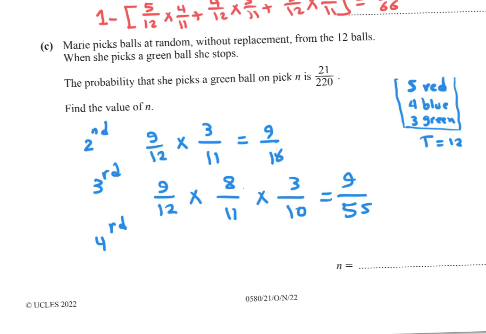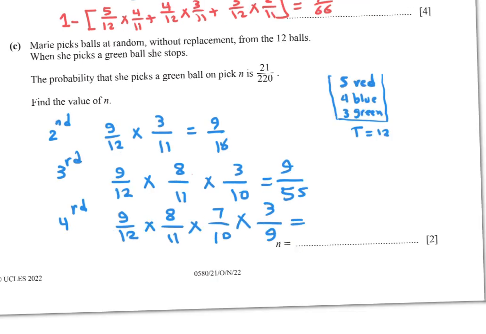The fourth means the first 3 balls are not green, so 9 over 12 times the next one 8 over 11, then times 7 over 10, and the fourth one is green, so 3 over 9, equals 7 over 55. So still not correct. Maybe the fifth one.